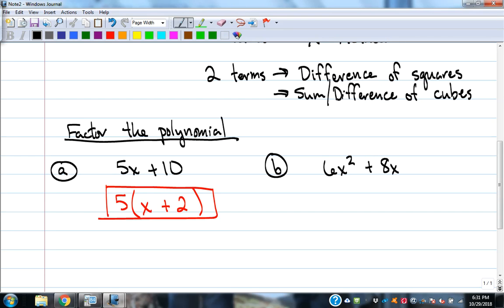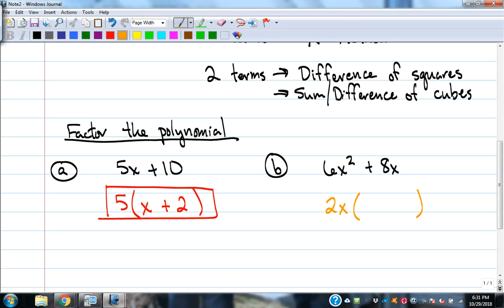So we follow the rules of factoring. First thing we look at is, is it in the right order? We've got x squared first, and then plain x. That's descending order, so it's in the right order. Then we look for a greatest common factor between 6x squared and 8x. 2 goes into both of the numbers. How many x's do they have in common? 1. So the GCF is going to be 2x.